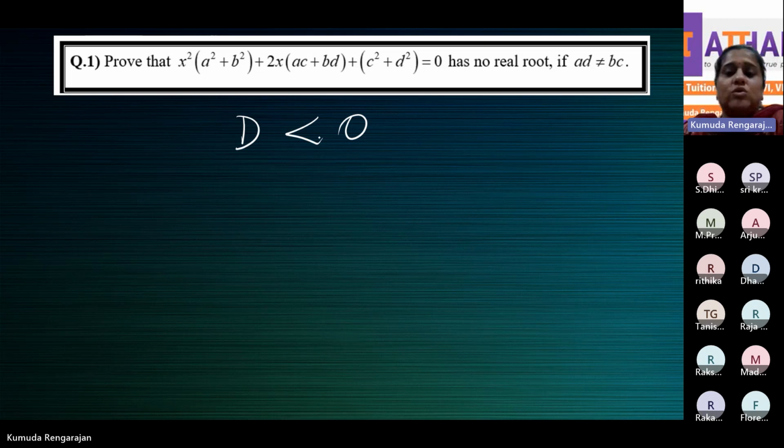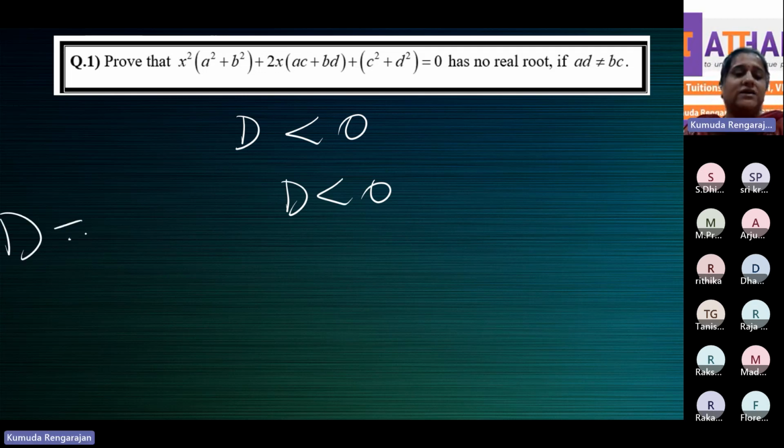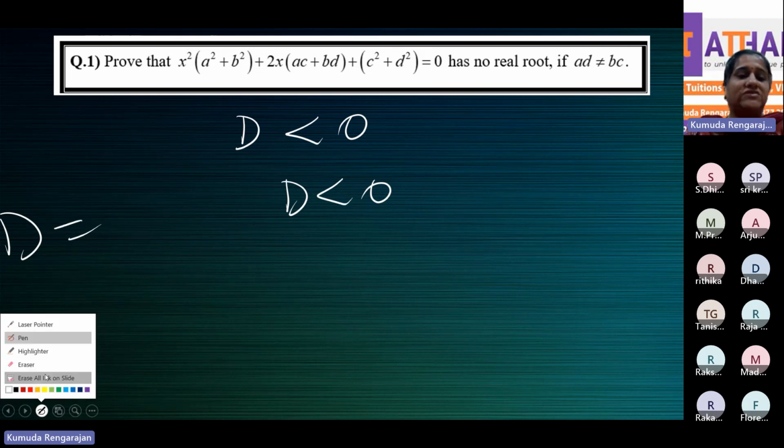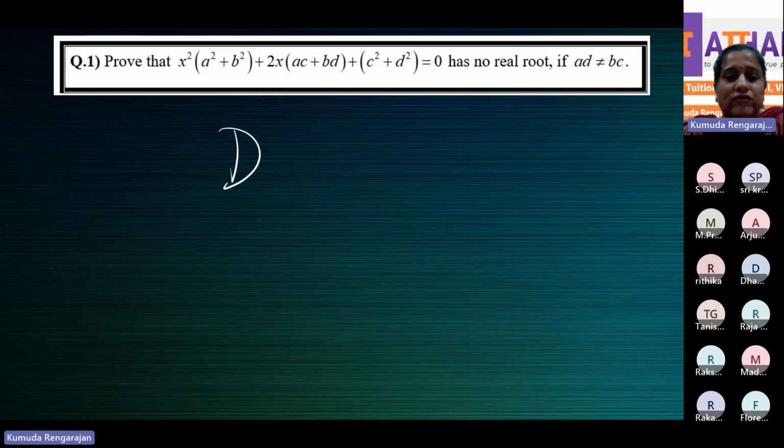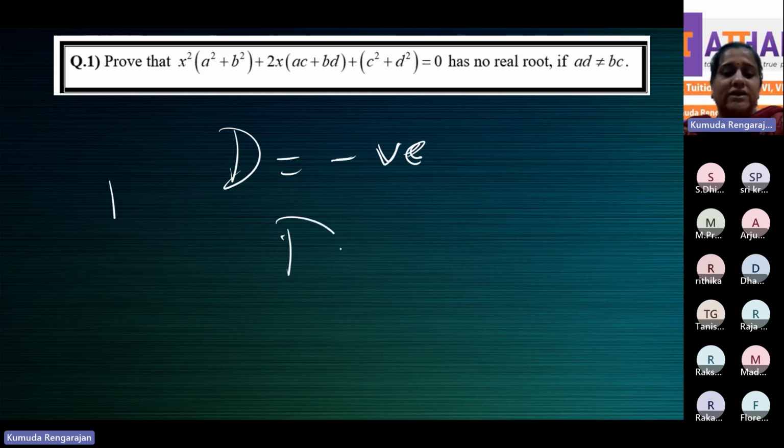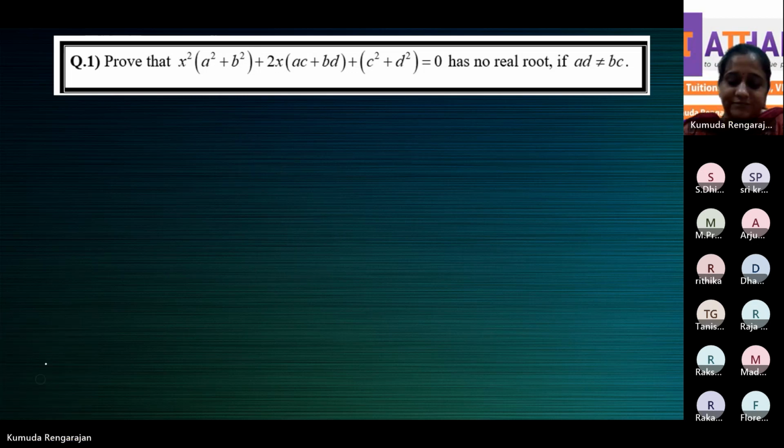So to prove that it has no real roots, we'll have to show that d is less than 0. That means we'll have to find d. What is the value of d? You must show that the value of d is negative. Since the value of d is negative, the quadratic equation has no real roots. So we are going to find d.